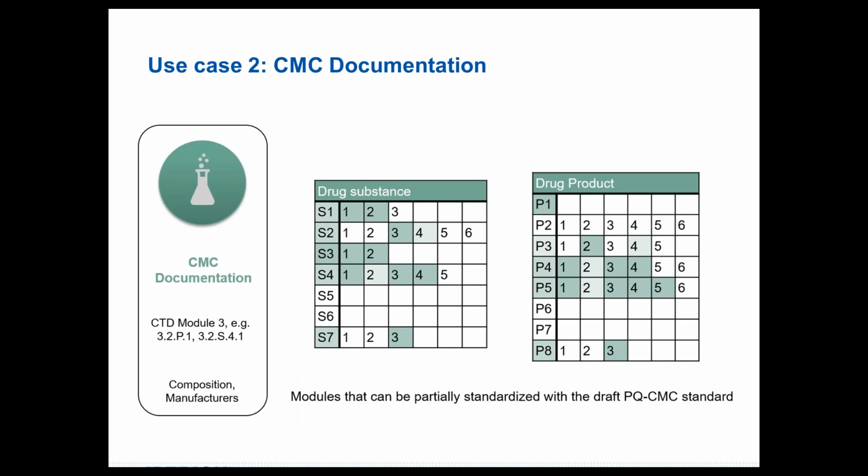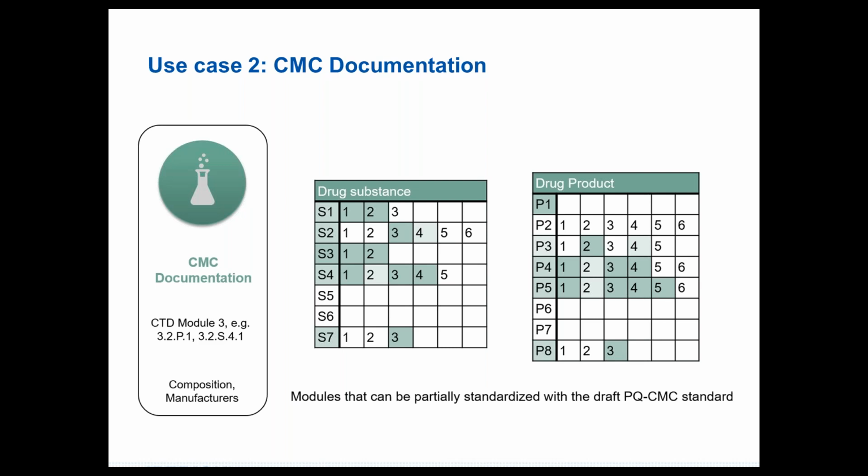So the second use case I want to explain is the structuring of CMC documentation. And I want to link this to the draft PQ-CMC standard and only use it as an example area where structured authoring could potentially play a role. Now, no need to explain, Module 3, I think we all know, is very much suited for standardization, and manufacturers and composition are just two of the topics where free text probably has very little involvement.